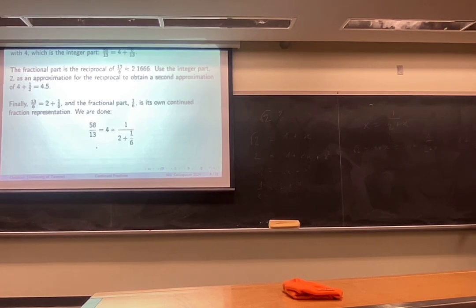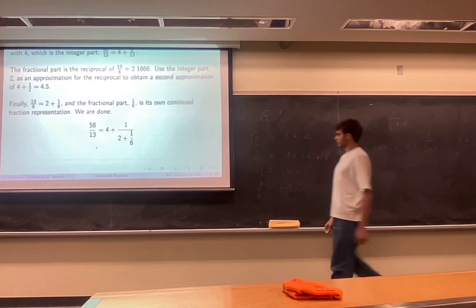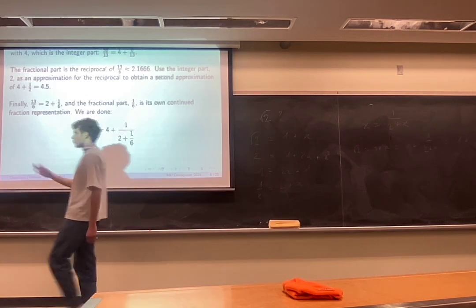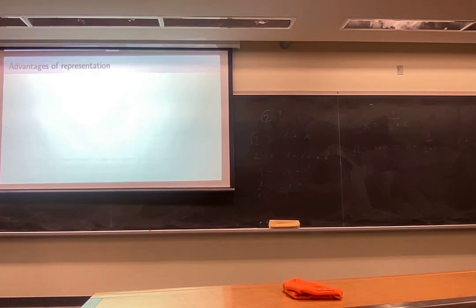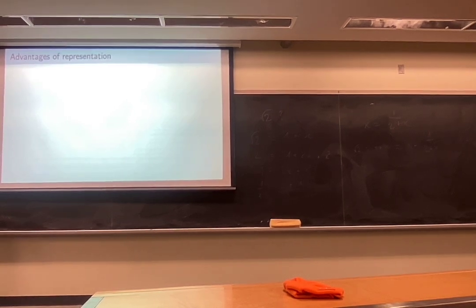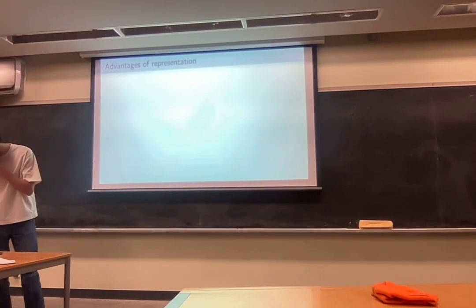And I guess you can see where this is going, right? So the continued fraction representation of square root of 2 is 1 plus, and then a whole bunch of 2's infinitely down. So what are the advantages of the continued fraction representation? Actually, there are many advantages.